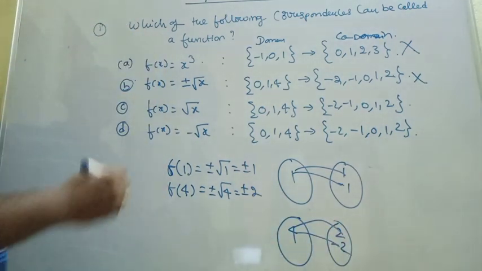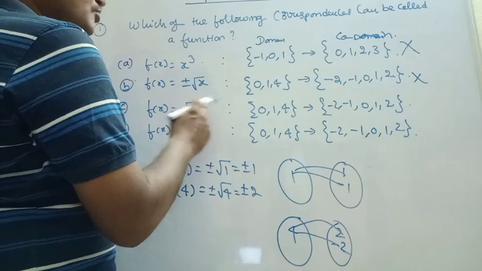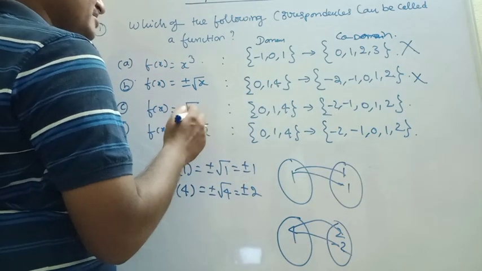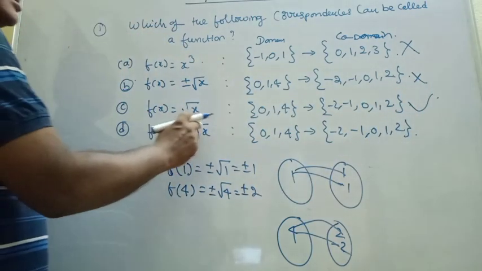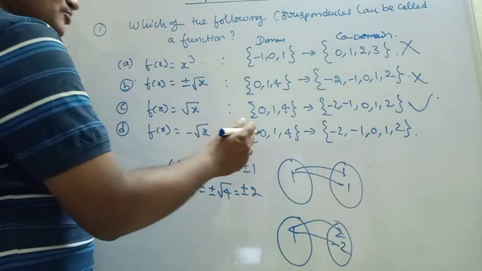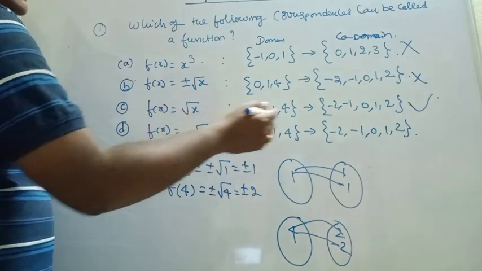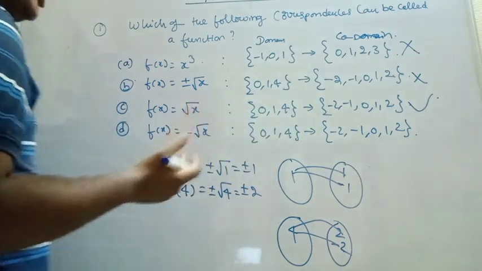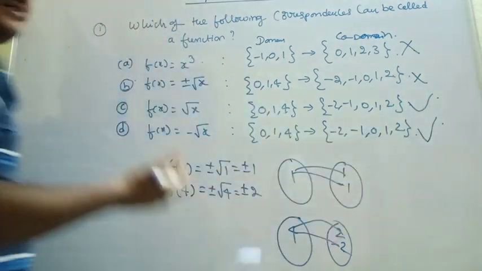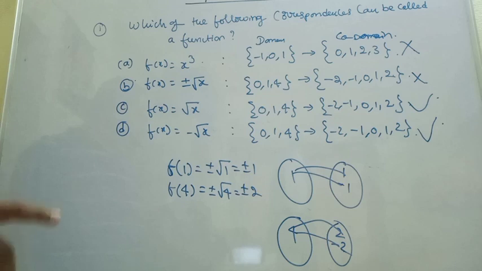Next, f of x equal to root x. Root over 0 is 0, root over 1 is 1, root over 4 is 2, this is a function, no doubt in it. And f of x equal to minus root x: minus root 0 is 0, minus root 1 is minus 1, minus root 4 is minus 2. This is also a function, no doubt in it. In this way we can easily understand which is a function and which is not from this basic problem.